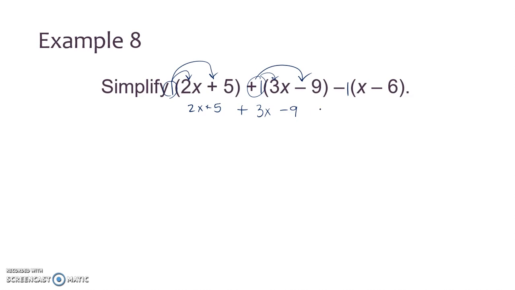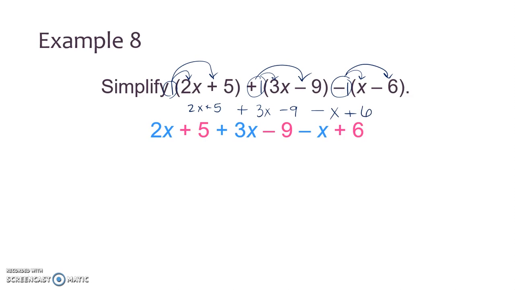And then we have a negative 1 distributed to our x, which is going to give us a minus 1x, or just minus x. And then negative 1 times negative 6, which is going to give us a positive 6. So now our next row looks like this, just like I just wrote out there for you. 2x plus 5 plus 3x minus 9 minus x plus 6.